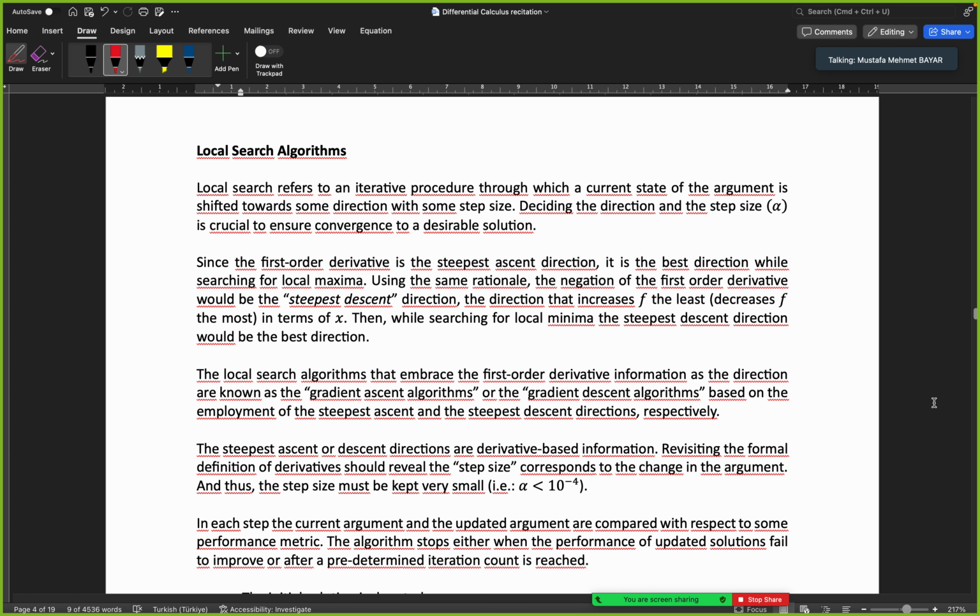And you also know that the first order partial derivative information actually is the steepest ascent direction for that function at that point. Which means when you increase the argument, your function will increase the most, or when you decrease the argument, your function will decrease the most. This is the first order derivative information.